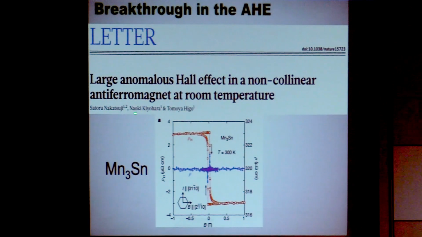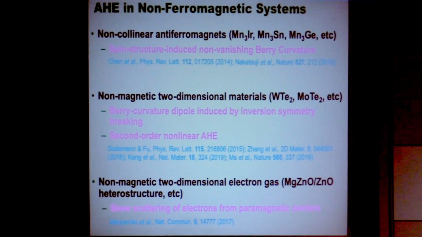For example, in 2015, Nakatsuji's group observed a very large anomalous Hall effect at room temperature in Mn3Sn. Of course, now if we look at the anomalous Hall effect, it's not really related to what we previously thought, that it is a feature of ferromagnetic materials, but is now more related to transport properties. For example, now in some non-ferromagnetic systems, we also have the anomalous Hall effect.